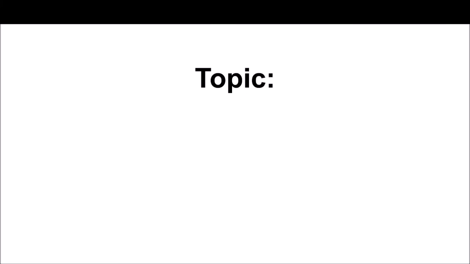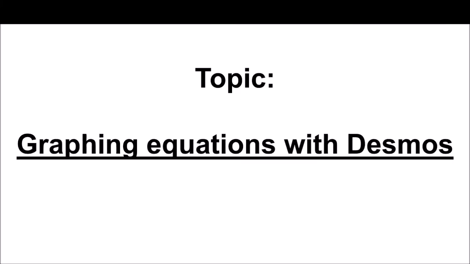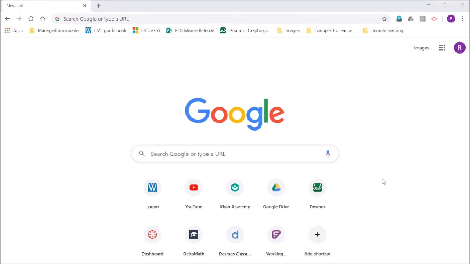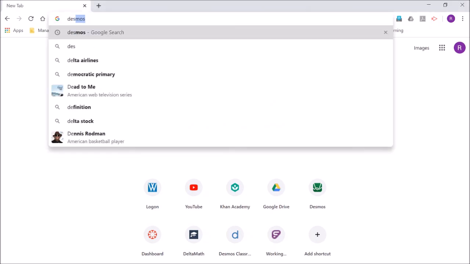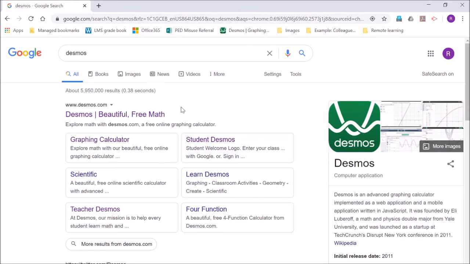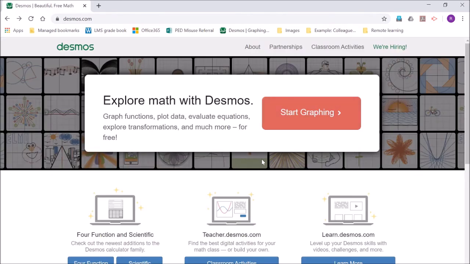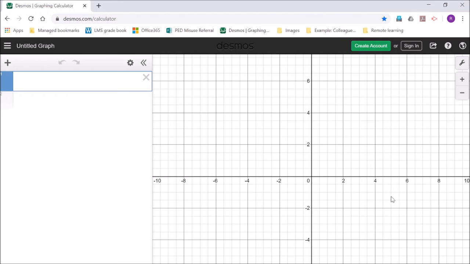Hello everyone. The topic for this lesson is graphing equations with Desmos. Now, I'm sure many of you have used Desmos before. If you haven't, just Google Desmos, and it's the first thing that comes up. And then you press the big red button, and it takes you to this graphing calculator screen.